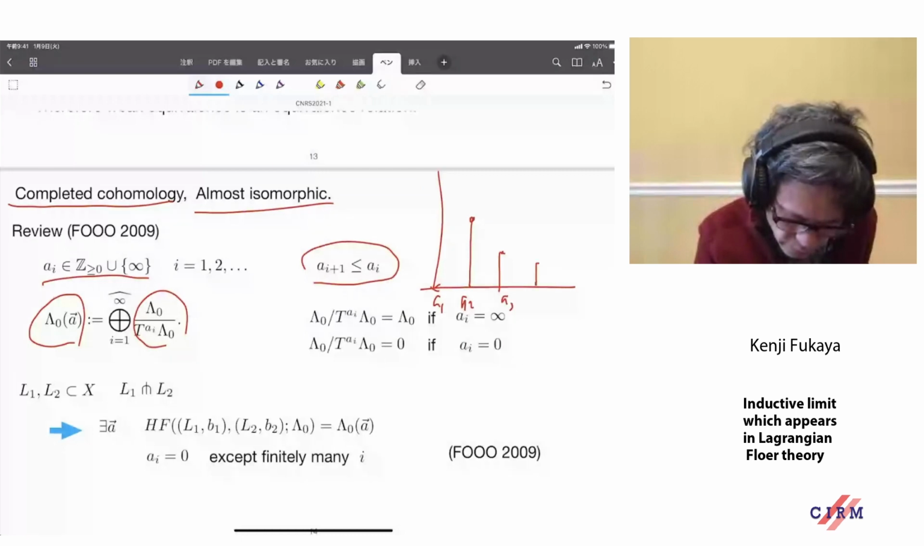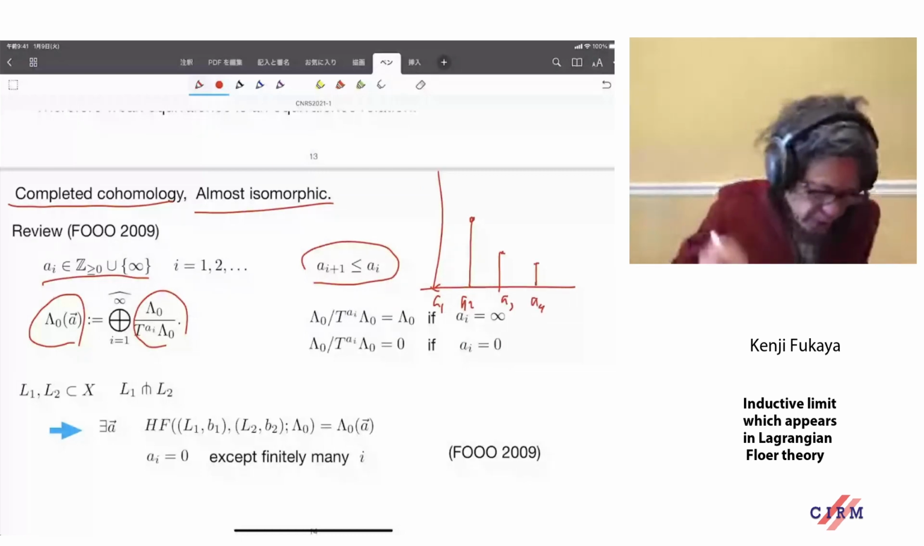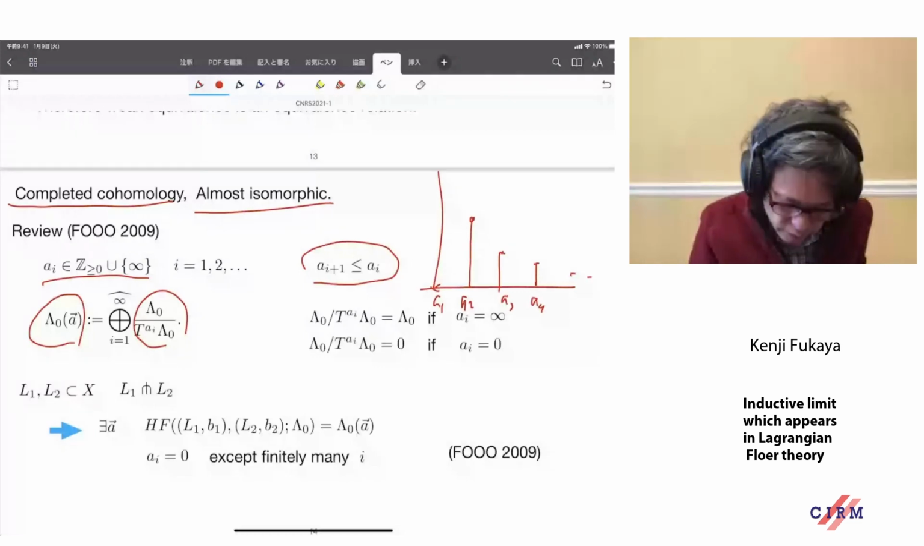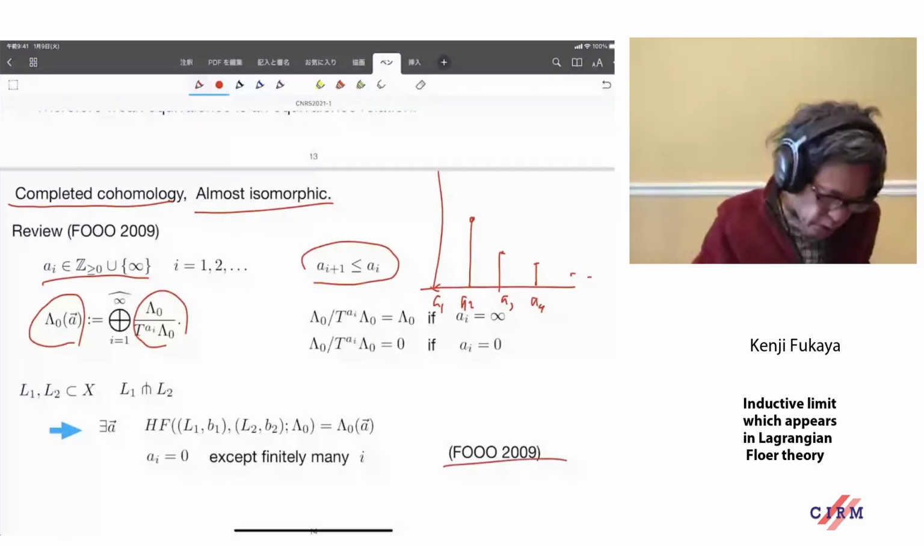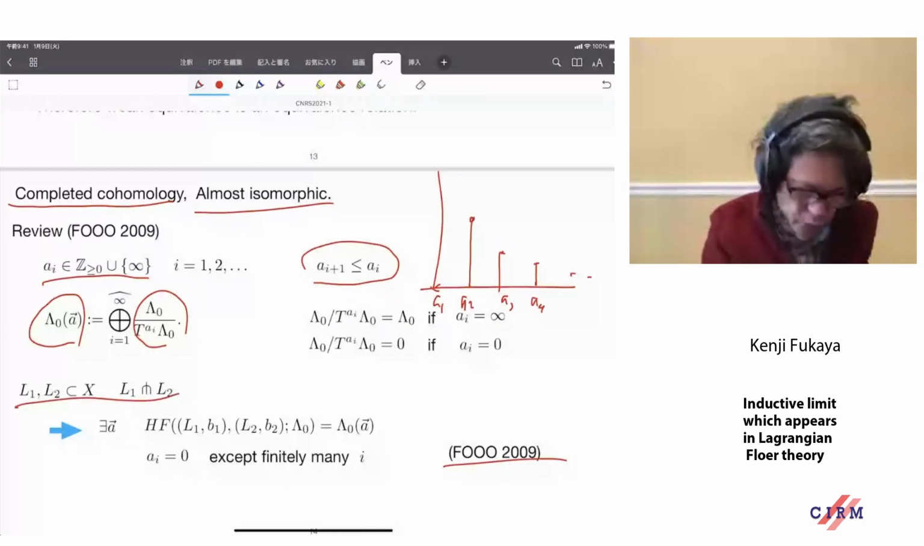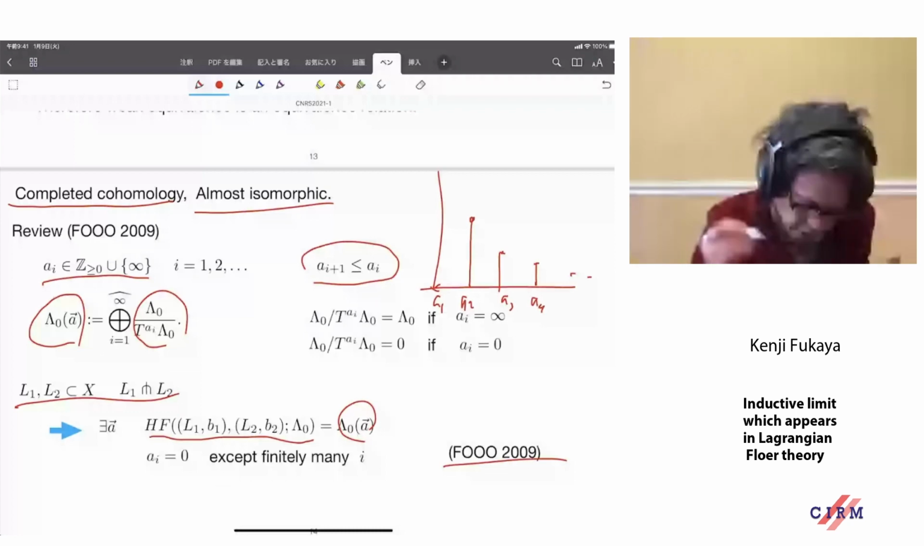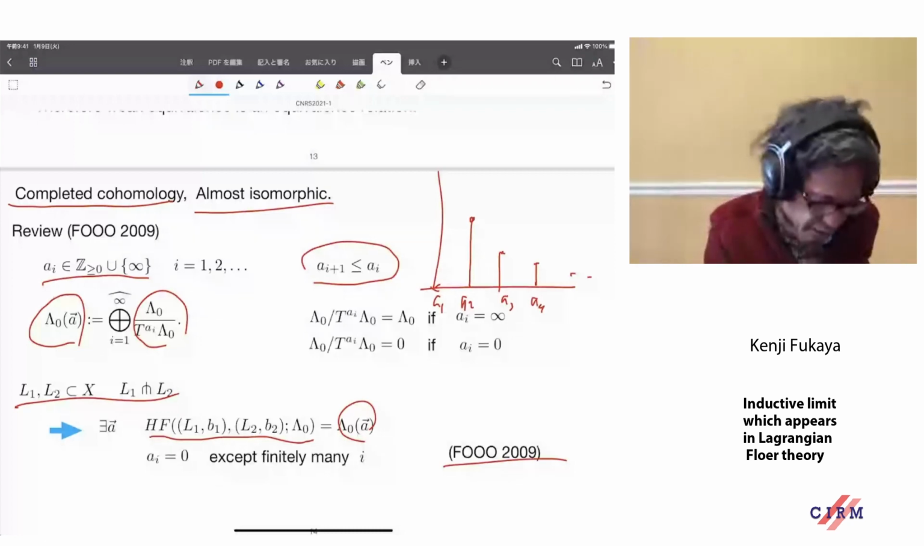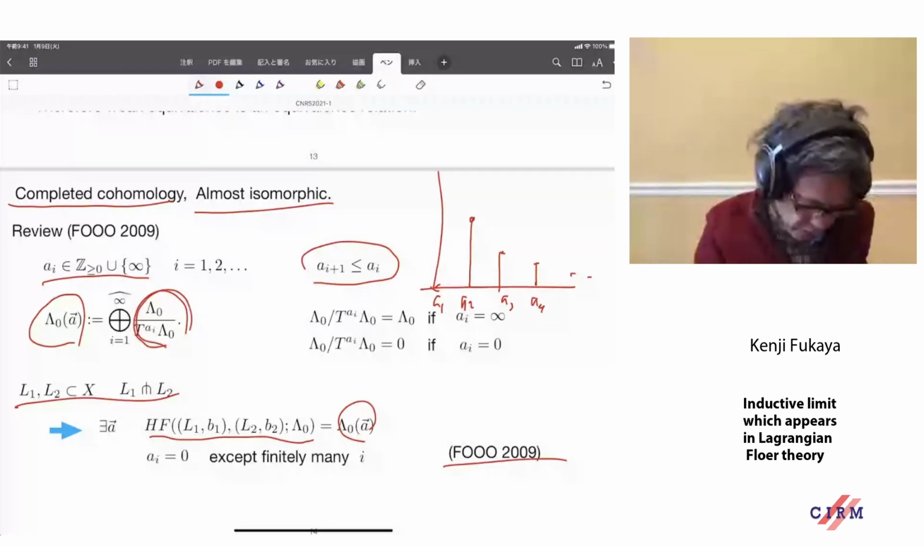A4. So something like this. And what we proved in 2009 with Ono is that if these two Lagrangian submanifolds are transversal or clean, then the Floer homology is of this form. So you have this kind of non-increasing sequence, so that you have this kind of structure. And this one is 0, except for finitely many i.